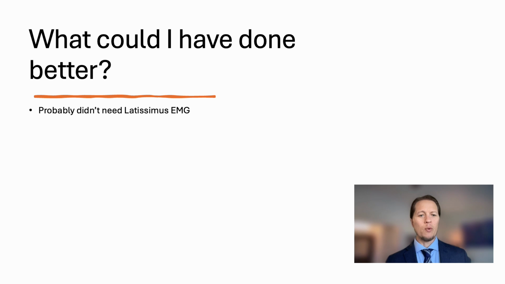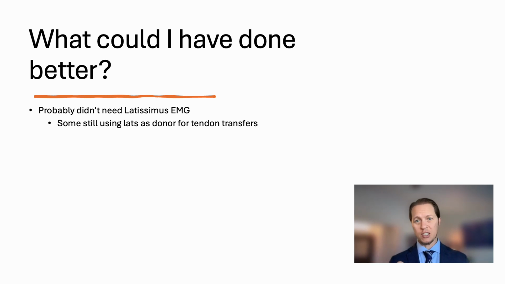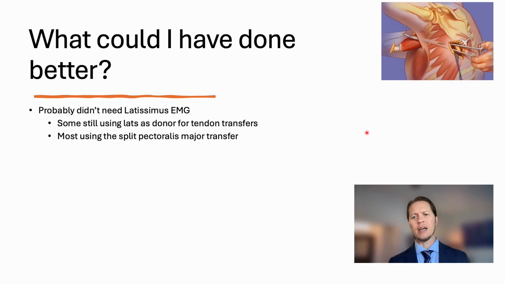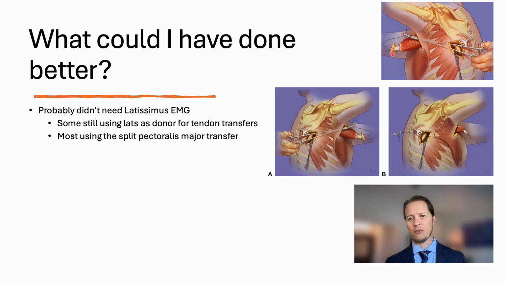For me, well, probably didn't need to do the latissimus. There are still some surgeons that use the latissimus as a donor in really bad cases of winging. Really, that's kind of fallen by the wayside. Most people are doing the pec, split pec major. And I've come across a few cases of these. It's pretty fascinating. You take down the pec right there, you split it. So you take some of it there, leave some of it there, and then pull it through and then attach it to the inferior border of the scapula. And then they can still get some movement of the scapula when they go to forward elevate their arm.